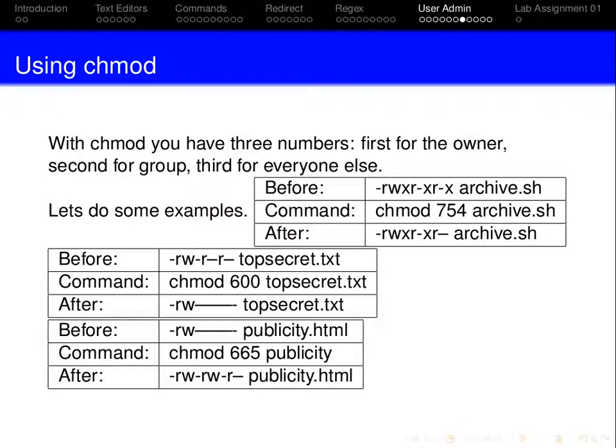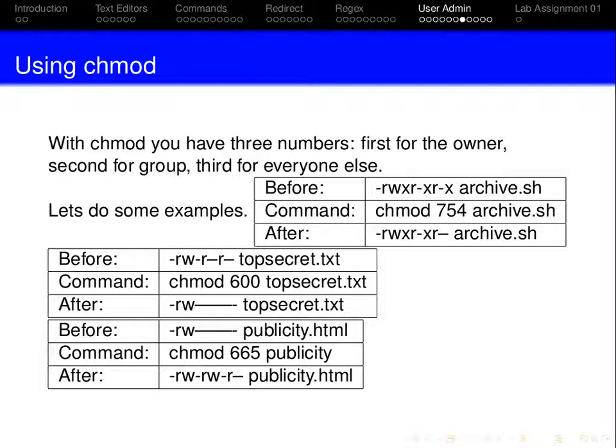Okay, some more examples just to make sure this is in everyone's head. Before, I had read, write, execute, read and execute on archive. I chmod it to 754. 7 means, again, read, write, execute. 5 is 4 and 1, which you'll recall is read and execute. And then 4 is just read. So the owner has read, write, execute. Group has read and execute. And the university, aka global, has only read. Top secret: read, write for user, read on group and read on global. Probably not what you want on a file named top secret.